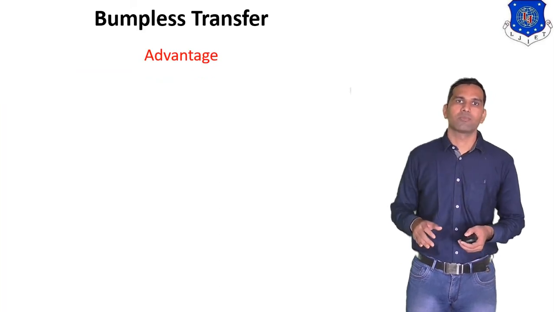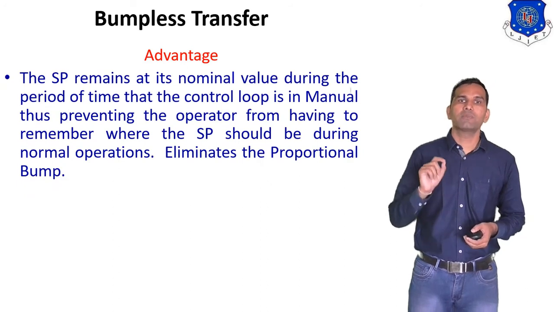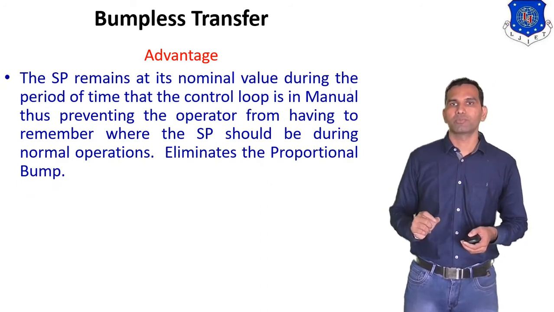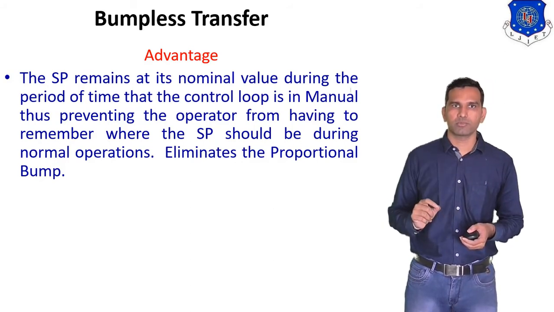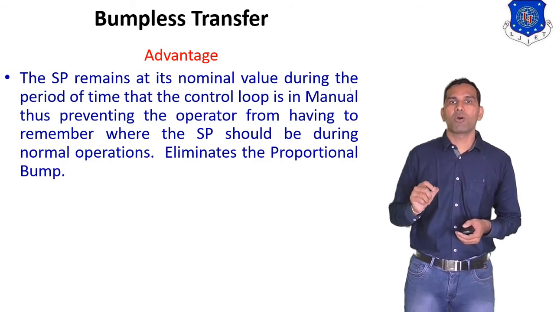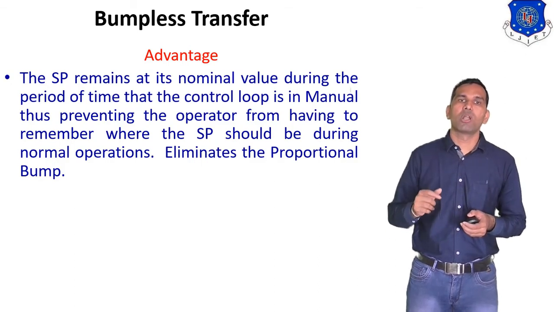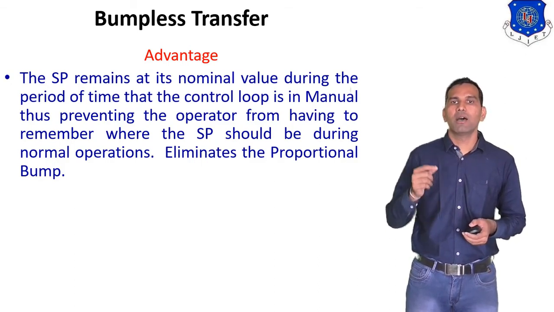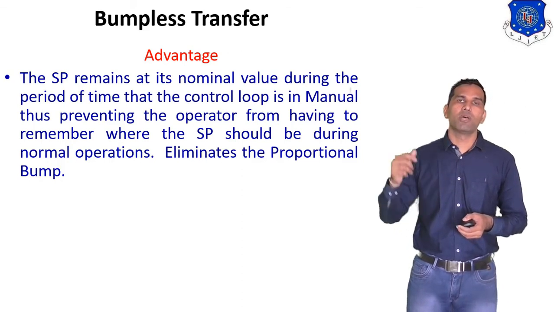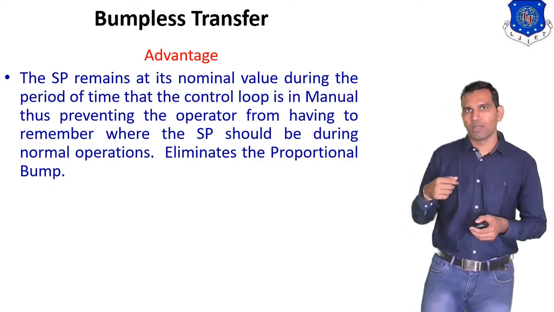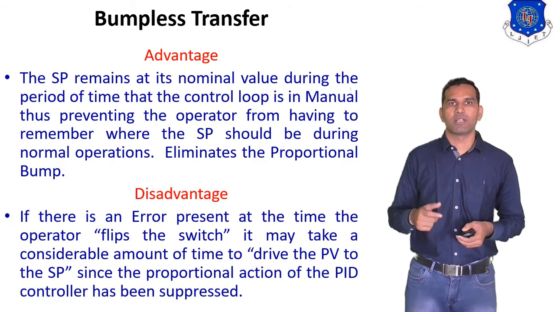We can suppress it. So here, what is the advantage of this control system? The SP remains at its nominal value during the period of time that the control loop is in manual, thus preventing the operator from having to remember where the SP should be during normal operation. It eliminates the proportional bump, so it can overcome the limitation of the last control system. So this is the advantage.